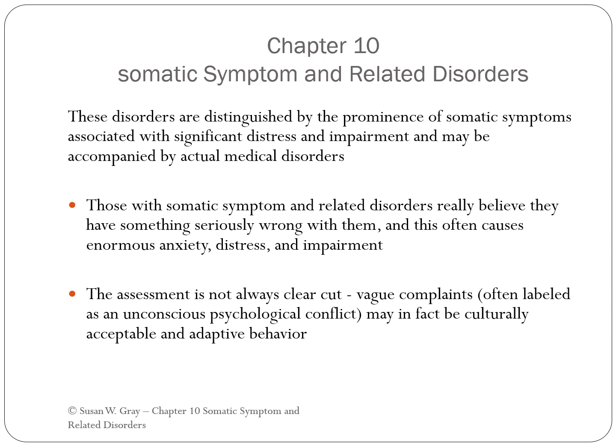Hello, and welcome back. In Chapter 10, we're discussing somatic symptom and related disorders. These are disorders that are distinguished by the prominence of somatic symptoms associated with significant distress or impairment and may be accompanied by actual medical disorders. Those with somatic symptoms and related disorders really believe they have something seriously wrong with them, which causes enormous anxiety, distress, and impairment. So these are people who feel they have some kind of medical ailment or symptoms of medical conditions that's causing distress or impairment.